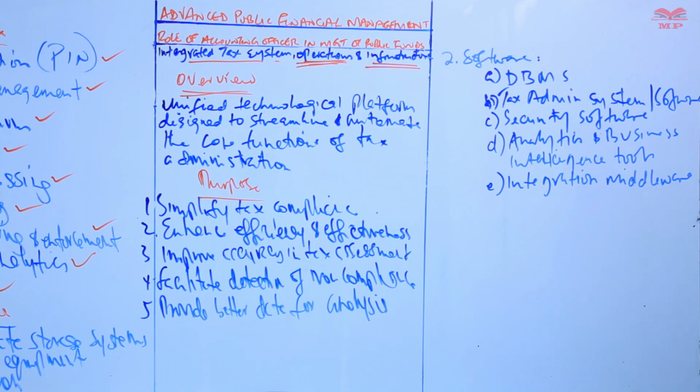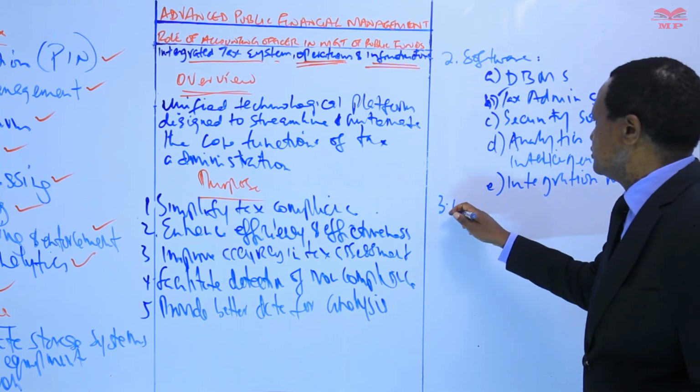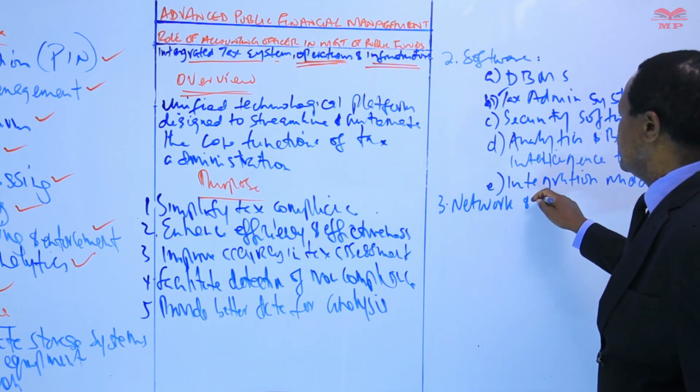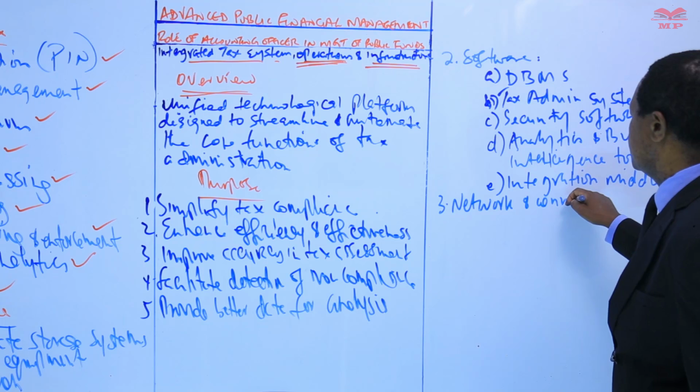Then the third part of infrastructure is network and connectivity. Number 3, network and connectivity.